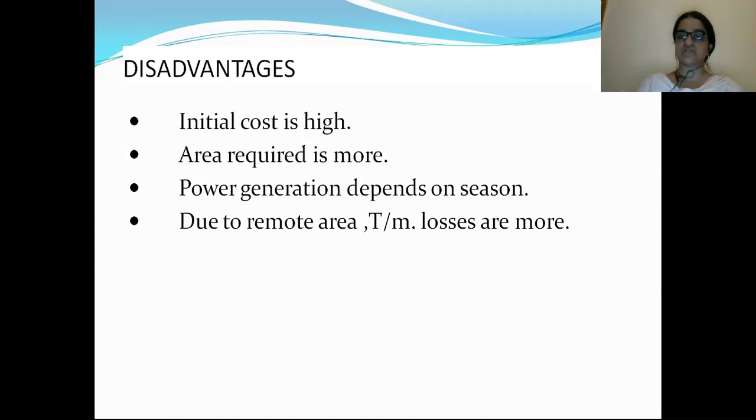Why? Because you need to transmit that power from one place to another. Wherever this hydroelectric power plant is, that much electricity might not be useful there. People may or may not be living there, and even if people are residing there, their electricity consumption in the remote area might be very low compared to the electricity being generated. So definitely you need to transmit that power from that place, and transmission losses will be very high in a hydroelectric power plant.